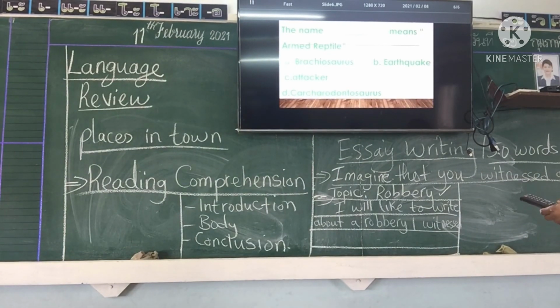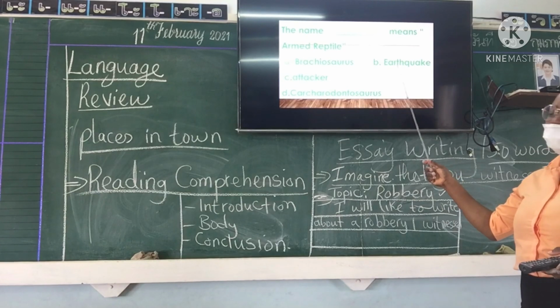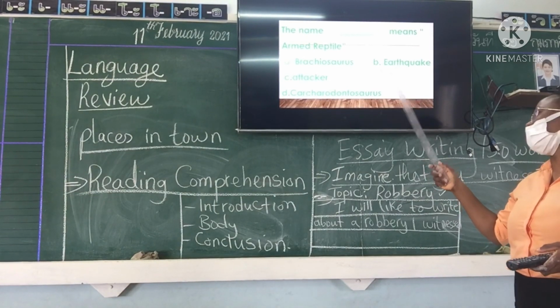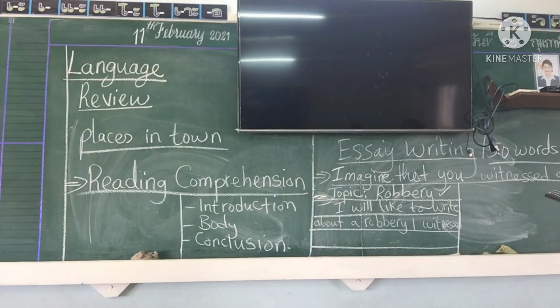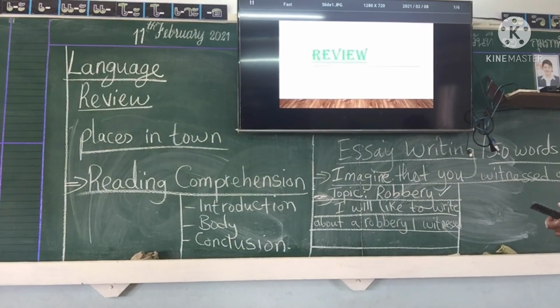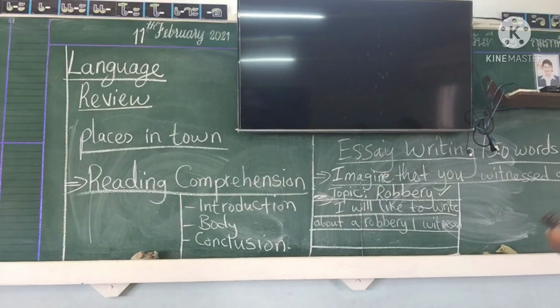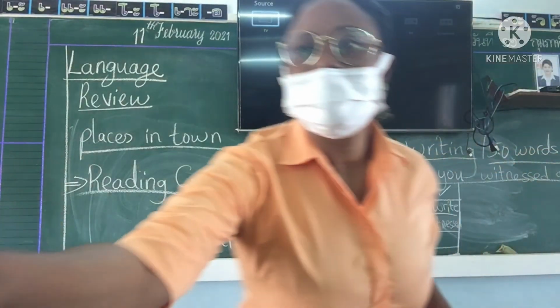The name dash means arm reptiles. Arm reptile. What is that? The answer is A. Are you sure? Yes. I think maybe the answer is B. No. Okay, the answer is A. Very good. Okay, finish.